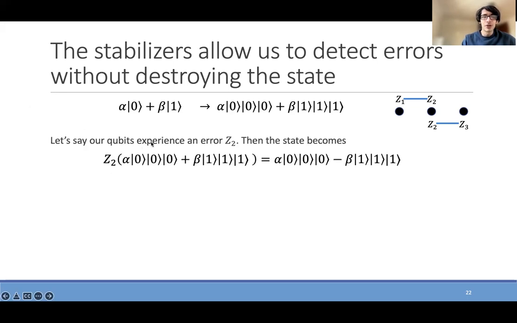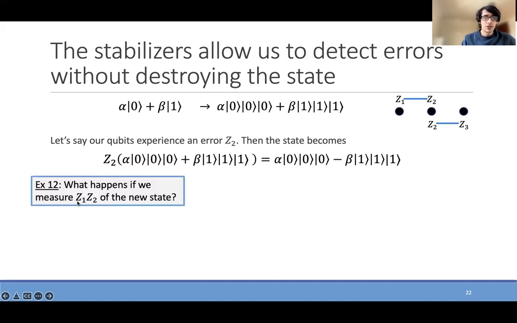Let's say one of our qubits experiences a Z2 error. If I act on this state with Z2, Z2 sends 0 to 0, so it doesn't do anything to these first things, and it sends 1 to -1. So we just get a minus sign here. And so here's an exercise. What happens if we measure Z1, Z2 of this new state that had an error on it?